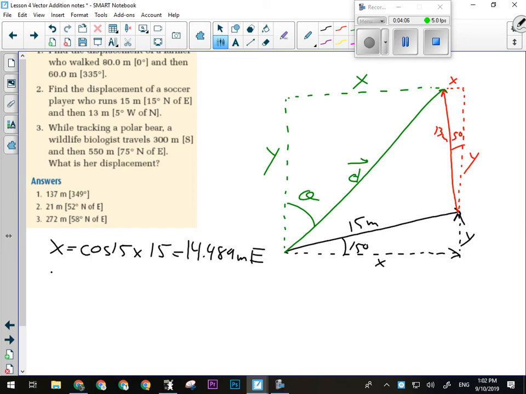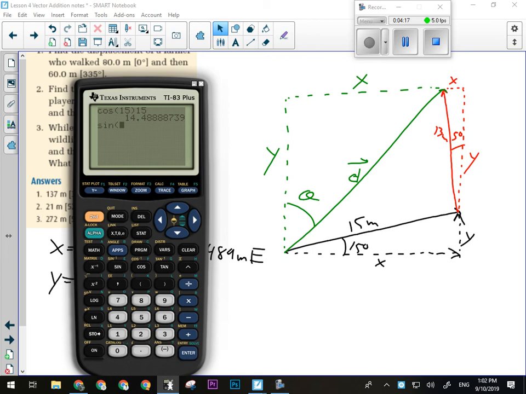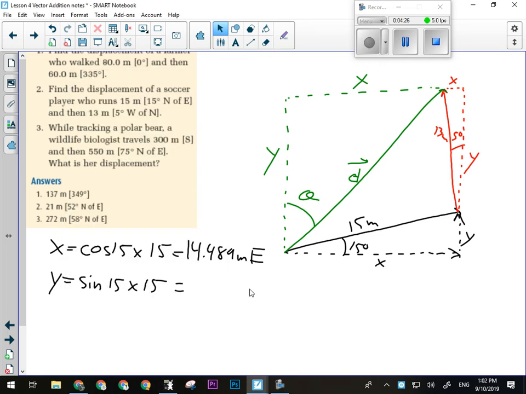All right, my y component is the opposite side, so I'll be using the sine of 15 times 15. So angle times the hypotenuse. All right, so my y component for that one is 3.882 meters. And that's north. Going all right with that so far?